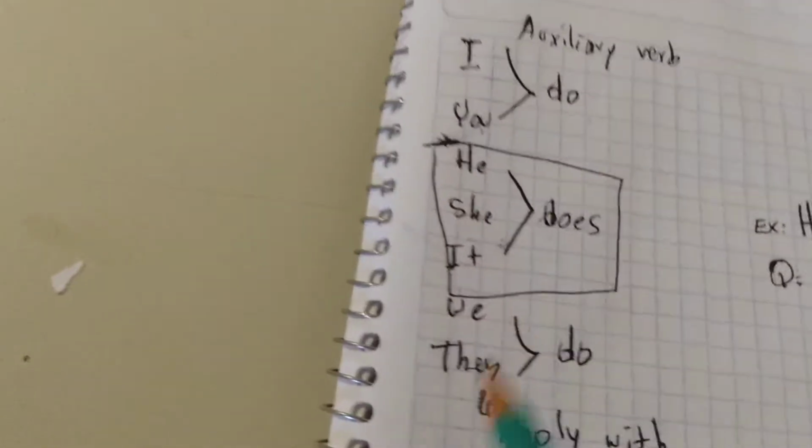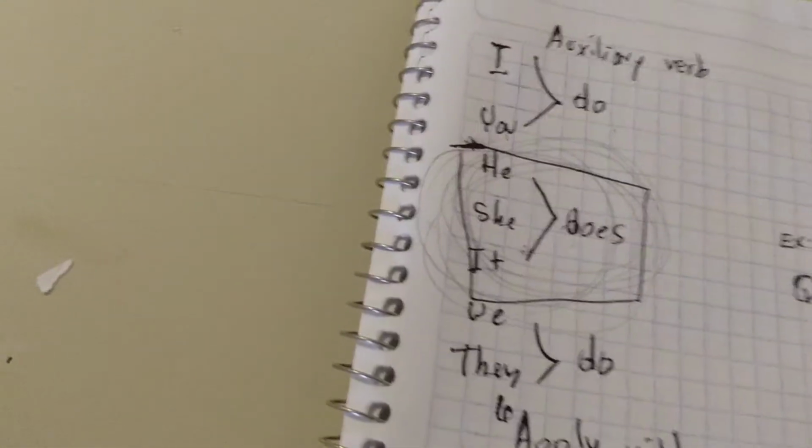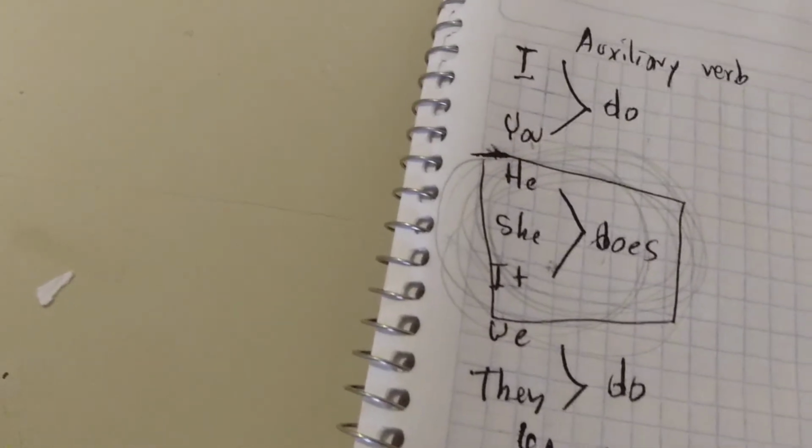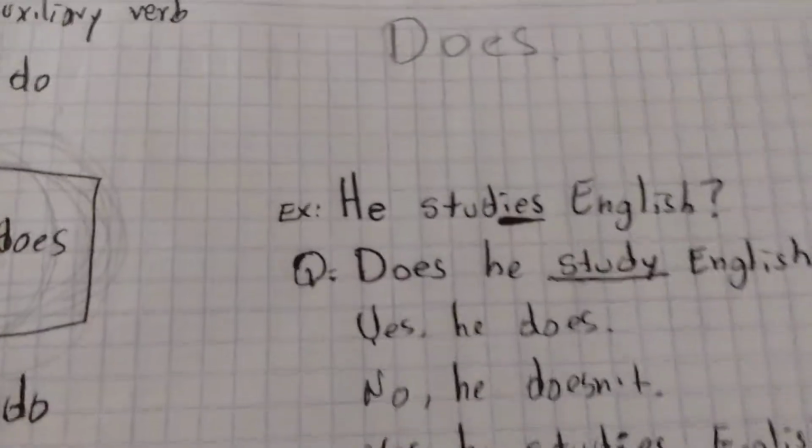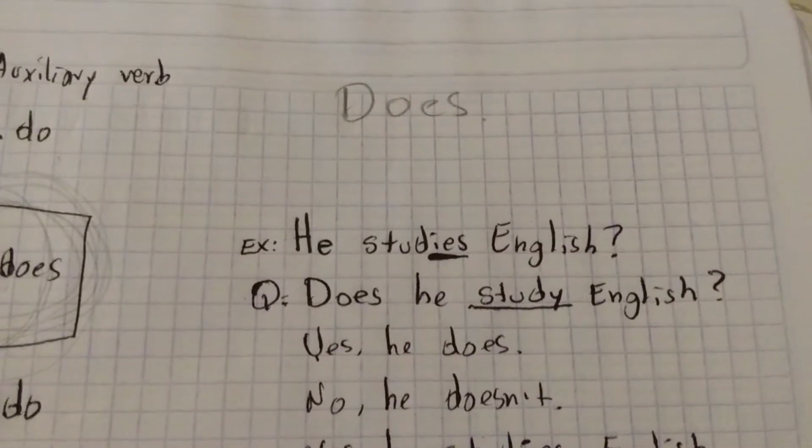But in this case, we're gonna concentrate on these 3 guys: he, she, it, in the third person of the singular, which are gonna be a pain in the neck because they are always different than all the other pronouns. All right, they're different. Okay. Now I'm gonna start by using an example sentence. For example, he studies English.